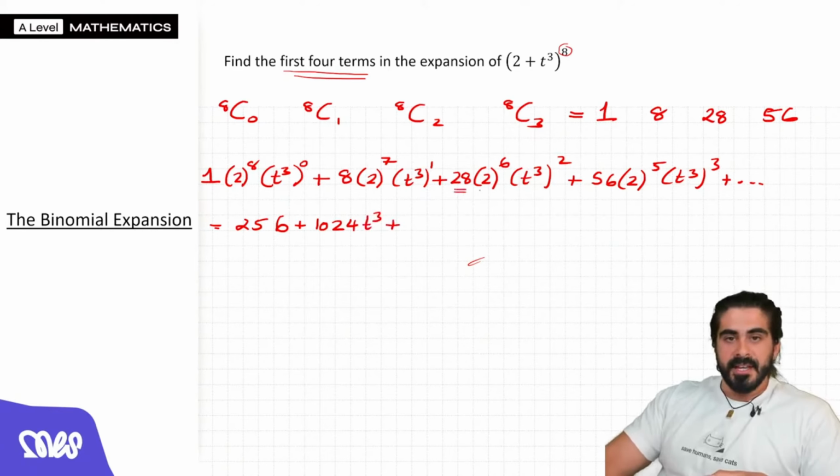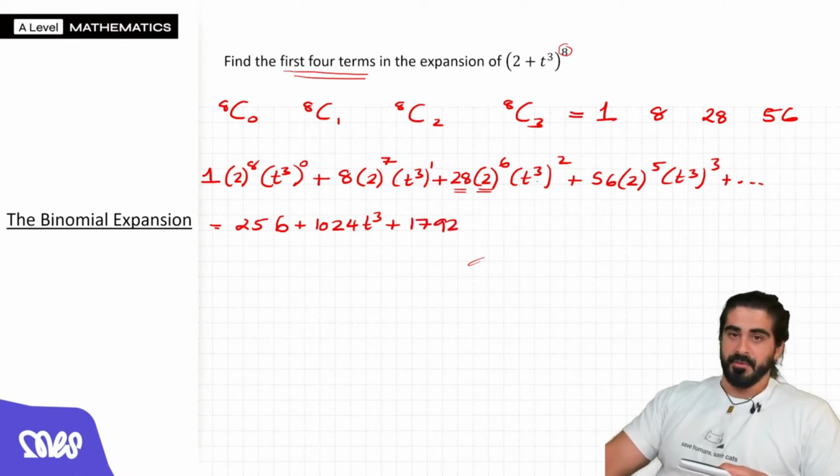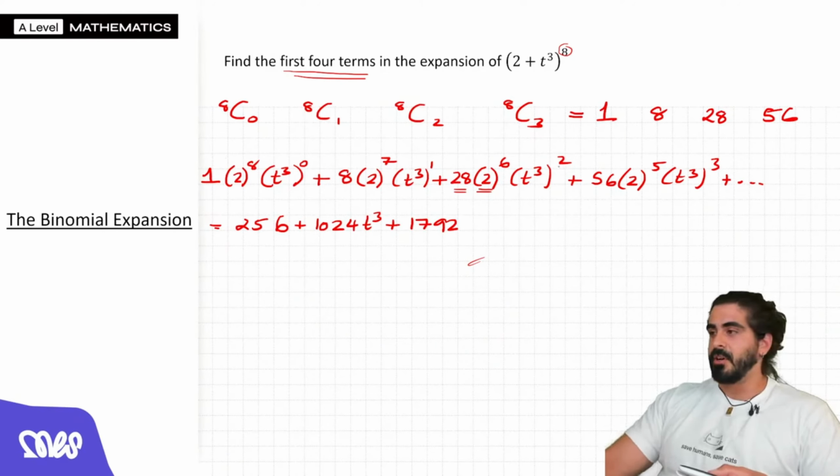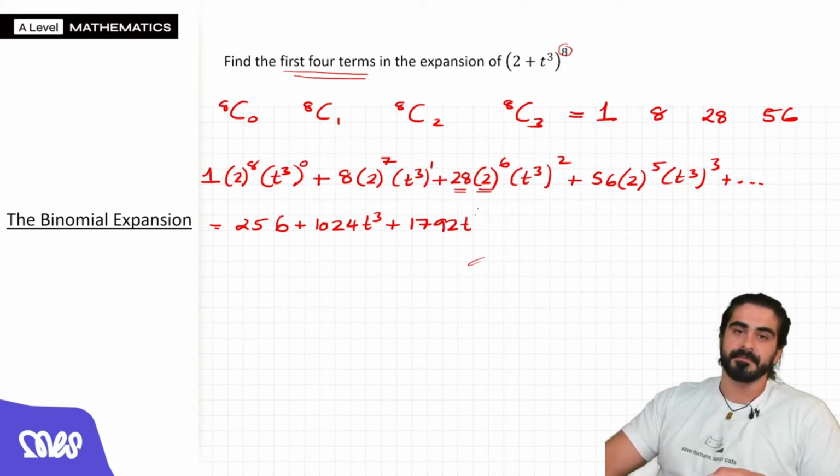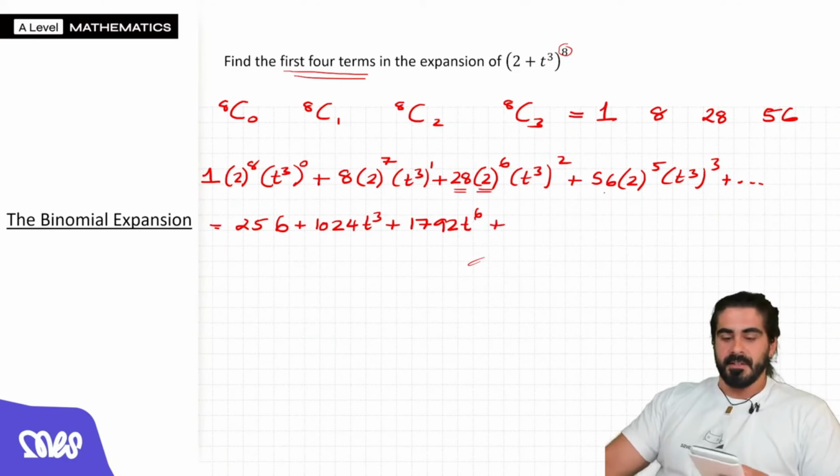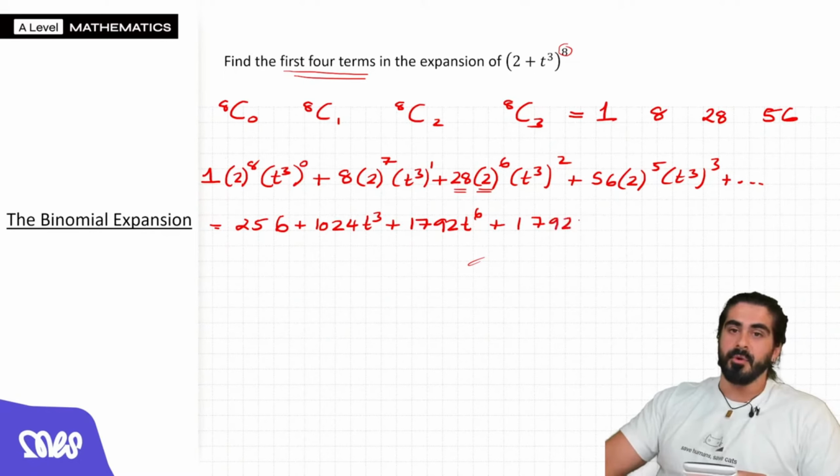Now we're doing 28 times 2 to the power of 6, which is 1792. Now t cubed all squared. Hopefully we know that in this situation we don't add powers, right? We multiply them here. So we get t to the power of 6. Then we have 56 times 2 to the power of 5, so another 1792. And again, we multiply the powers, t to the power of 9. We can say plus dot dot dot.